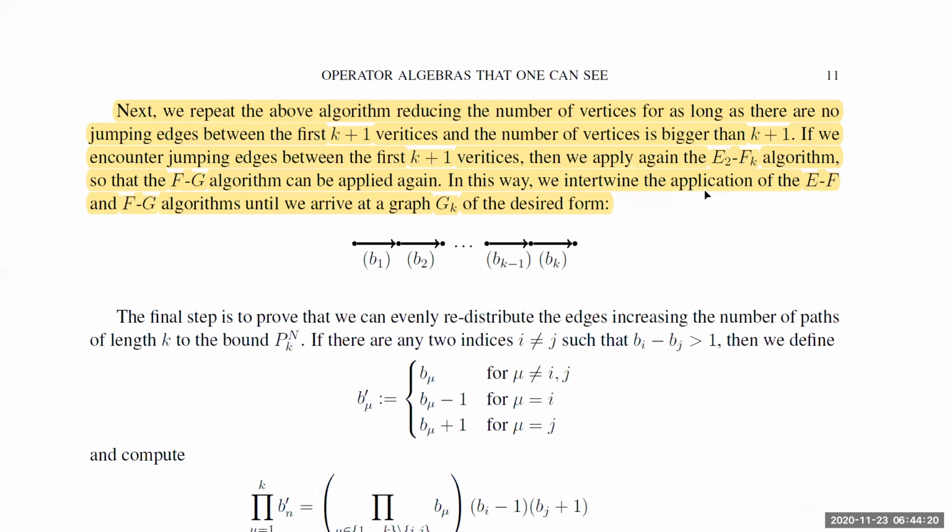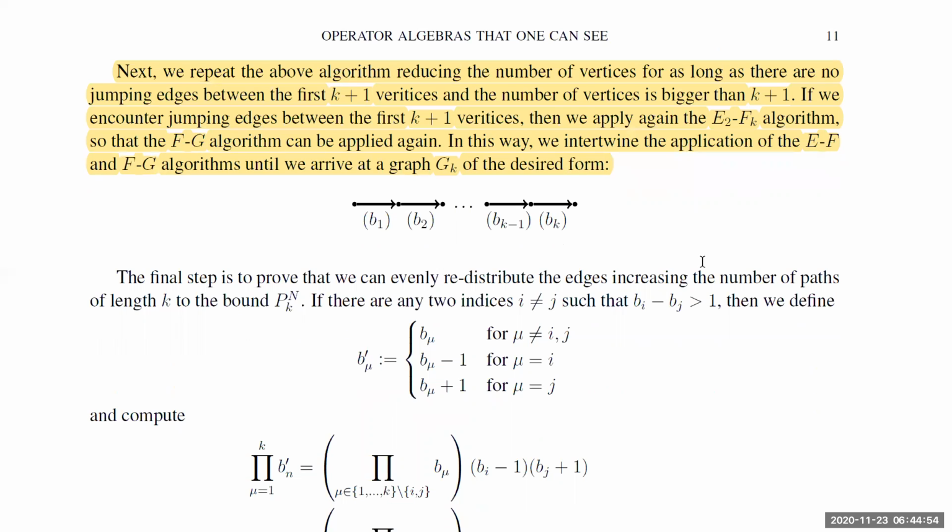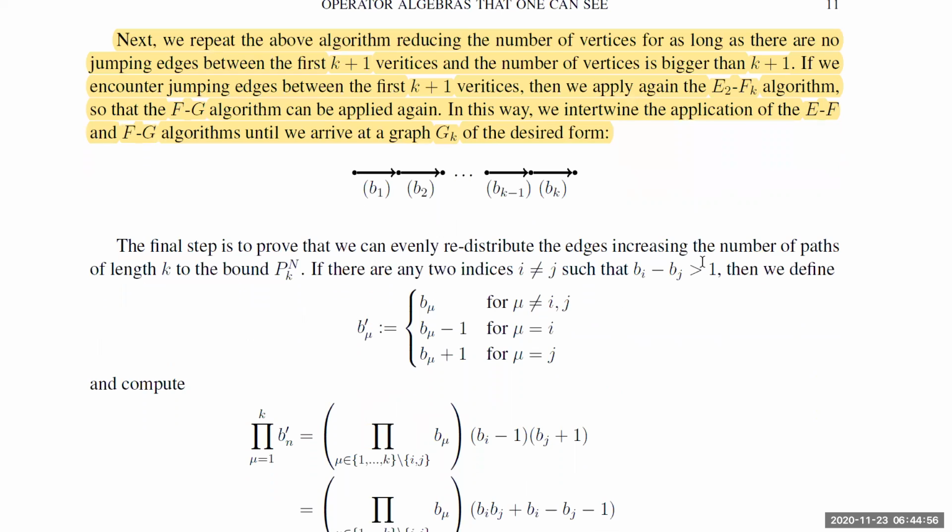So in this way, we intertwine the application of the E to F and F to G algorithms until we arrive at the graph GK of a desired form. Then we have a graph with no jumping edges whatsoever, and which has a longest path of length K. And now it's really down the hill. Now we basically arrived at the parking lot. We can just relax and find the best parking spot. Because the last part is baby combinatorics, which is elementary.